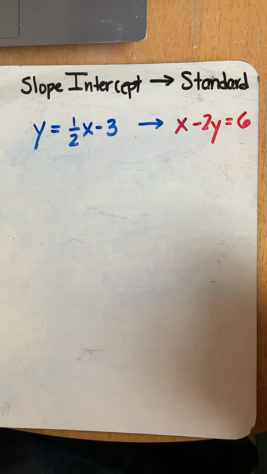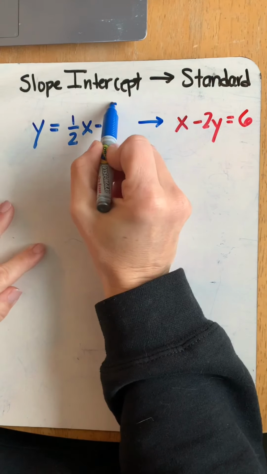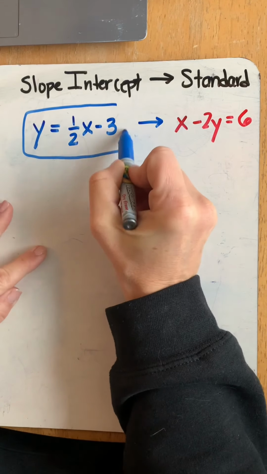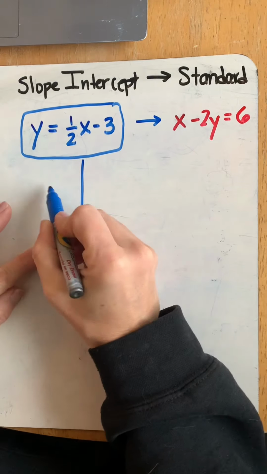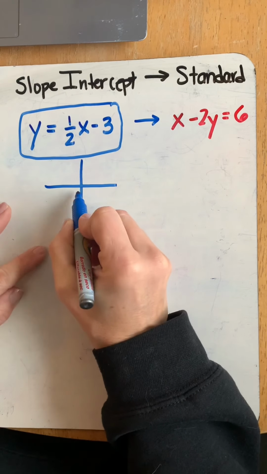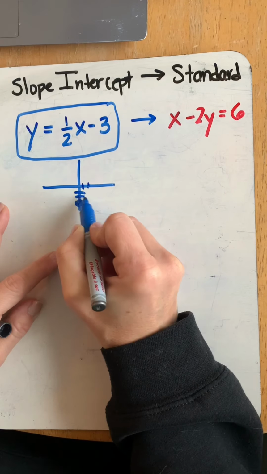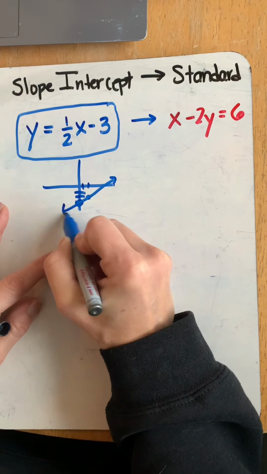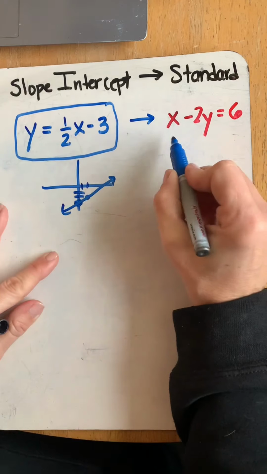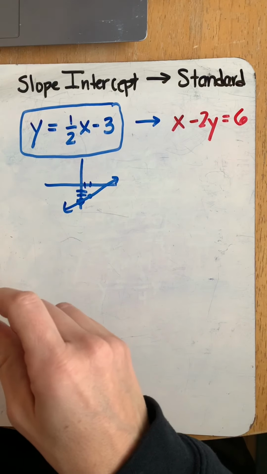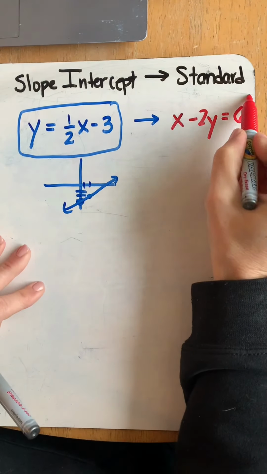Okay, now we're doing the opposite of what we did yesterday. Now you're going to be given an equation in slope-intercept form, easy to graph. Take the y-intercept, put that point down, use the slope up 1 over 2, we got our line. We're going to take that form and put it into standard form. So now we're going the opposite way.